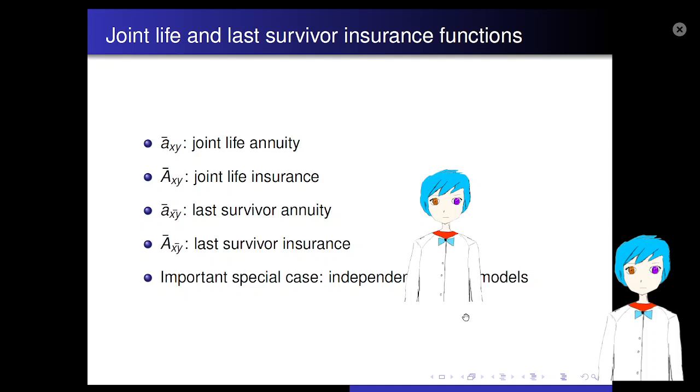a bar xy bar is a last survivor annuity. So it will continue to pay until the later death of the two lives. So even if one of the husband or wife dies, the annuity will still pay till the later death.